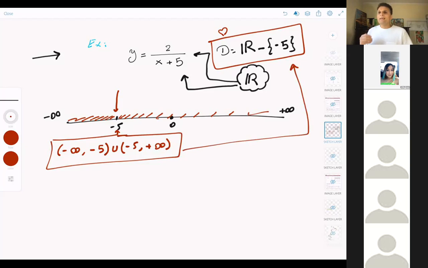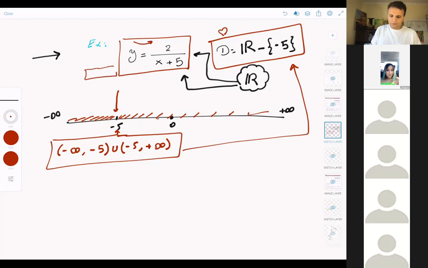So the point is, when they ask you the domain, you need to tell your audience or your customers what x's they're allowed to plug in. If you come up with a formula that you want to sell on Amazon, somewhere on the note sheet, you need to say who should use this formula. You're going to say everybody but not -5, right? That means domain. So back to tangent of x.